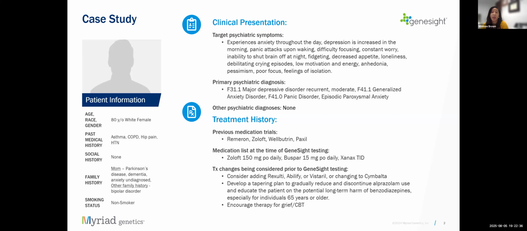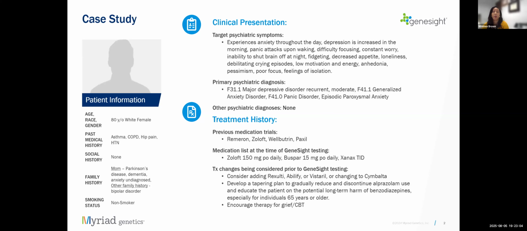Essentially, the patient was having poor focus, constant worry. She had a poor appetite, low motivation, expressing symptoms of anhedonia, and she had recently expressed that she lost her husband within the last year and that she was experiencing some loneliness. She was crying throughout the appointment, and she reported that she had panic attacks on a regular basis, but this was happening upon awakening in the morning.